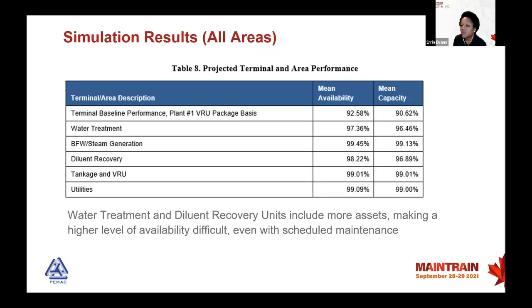They're all performing fairly well, but once you start to line a number of systems up in a series, as soon as you start to take away from that 100% availability, you see the impact that it has on your overall availability. And so the water treatment area and diluent recovery units, we see all the others are in the 99% mean availability.